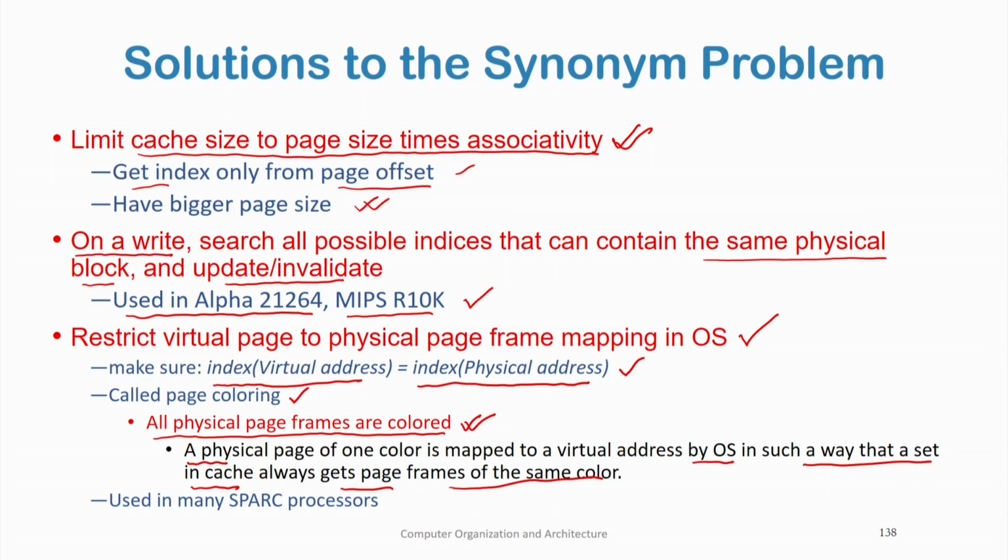So, when I need physical addresses, the OS will restrict which virtual addresses can get which physical pages, which virtual page numbers can get which physical page numbers. There will be a restriction on that. What will be the restriction? It will map physical page frames to virtual pages in such a way that a set in cache always gets page frames of the same color.